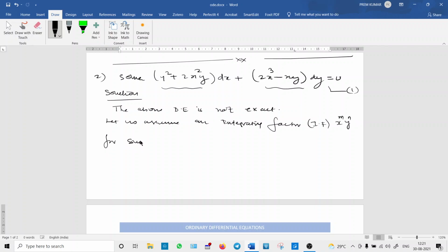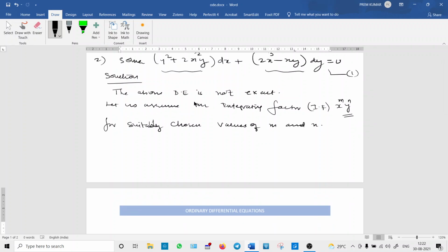for some suitably chosen values of m and n. We assume that this is maybe the integrating factor, and we are going to find that m and n. What is the work of the integrating factor? We multiply throughout, and then the differential equation becomes exact. That is the meaning of integrating factor.